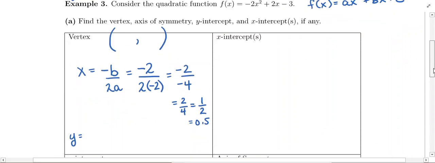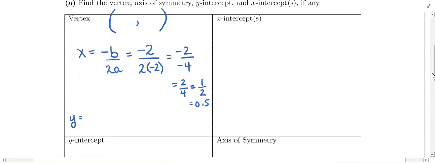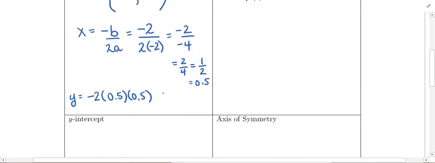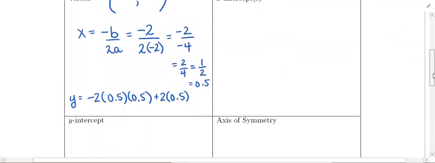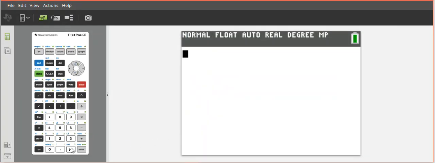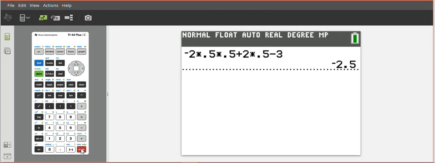If we plug into that, we're going to get negative 2 times x, which is 0.5, times x, which is 0.5. And then we will have plus 2 times x, so plus 2 times 0.5. And then you have your minus 3. If you want, you can just pop this into a calculator. So we're going to get negative 2 times 0.5 times 0.5 plus 2 times 0.5 minus 3. You get a nice decimal.